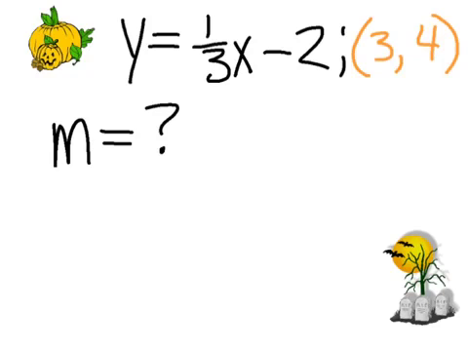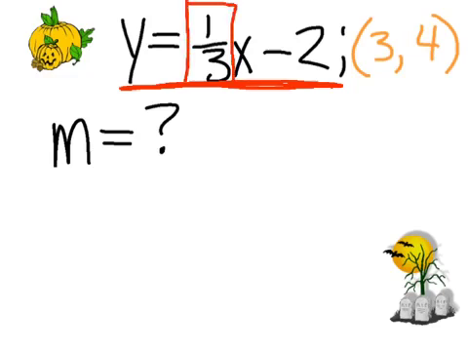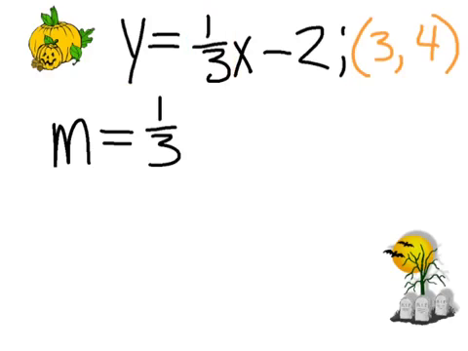Okay, for example 2, we're looking for the slope of a line that is parallel to this line. They're parallel lines, so what's our slope going to be for our new line? 1/3, that's right. If they're parallel lines, that means they're going to have the same slope. So we look at the slope of the line that we're given. The slope of our new line will be 1/3.